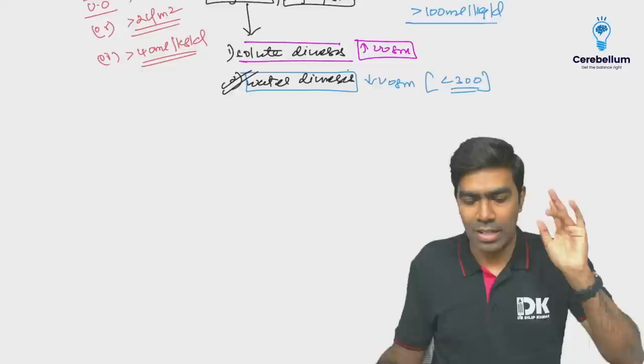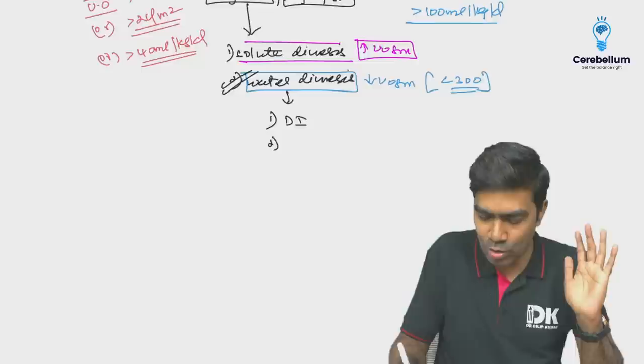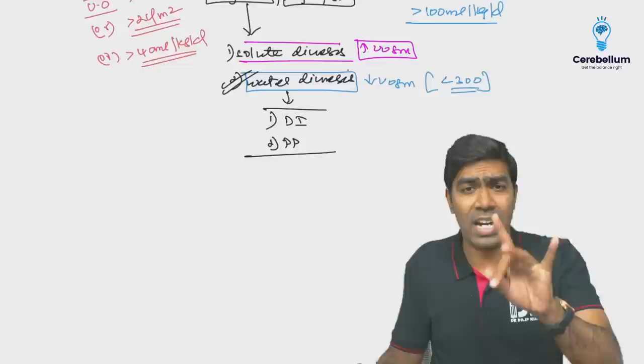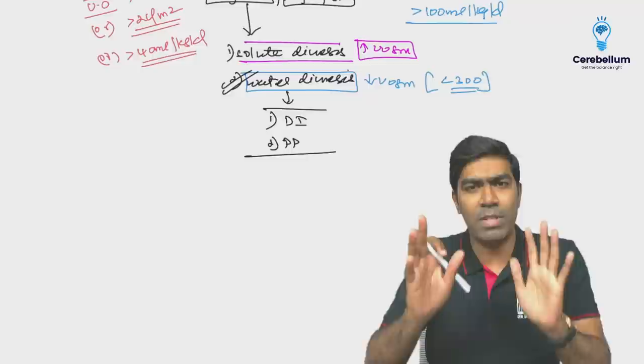There are only two causes of water diuresis in the world that you need to know. One is diabetes insipidus, second is psychogenic polydipsia. These are the only two causes that tend to produce water diuresis. So just remember those two, remaining everything will be solute diuresis.